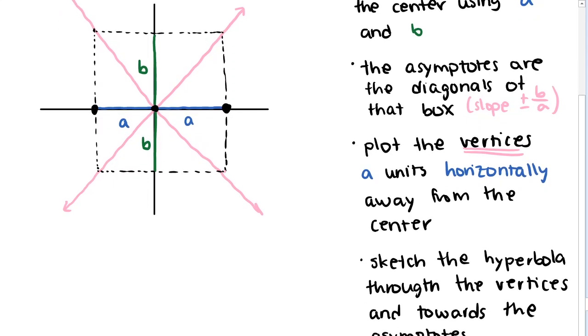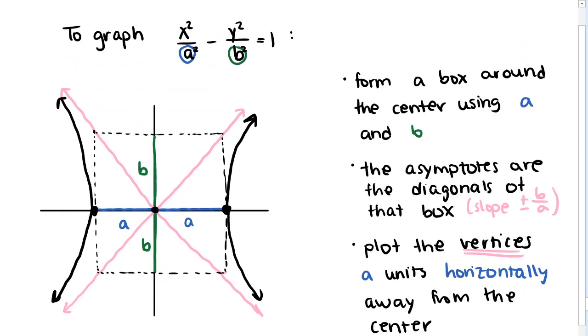And so from here, to sketch our hyperbola, we just sketch the curve that goes through these points and approaches our asymptote. So here, I can sketch out one branch of the hyperbola like so, and then another branch like so. So here I know that this hyperbola is oriented left and right, it's oriented horizontally. The branches go through the two different vertices, and then they approach the asymptotes away from the vertices.